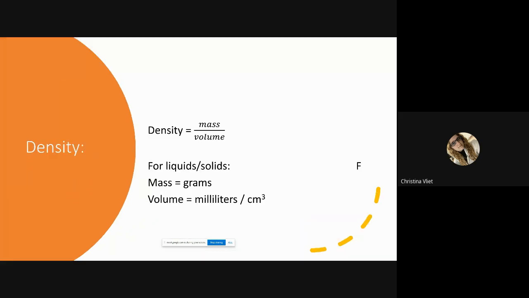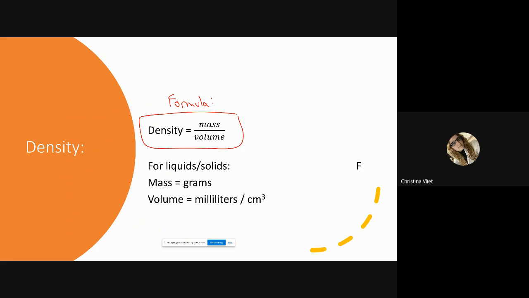Here we go. All right, so we're only going to be working with measuring the density of liquids and solids. So you need to write the formula. And you need to write that the unit for mass that we will take our measurements in is grams. You know from the exercise we did with the scale last week that every measurement is supposed to be in grams. And so our measurements for mass are going to be in grams. And our measurements for volume are going to be either in milliliters or in centimeters cubed.